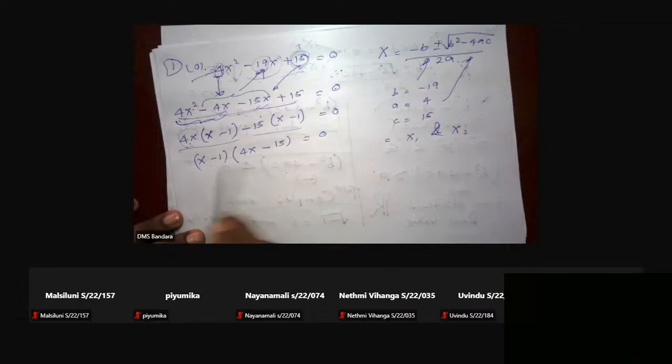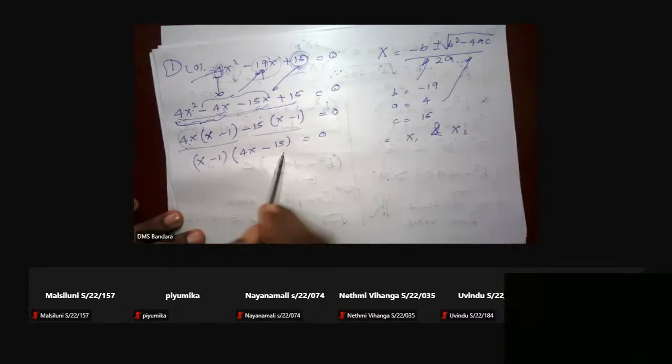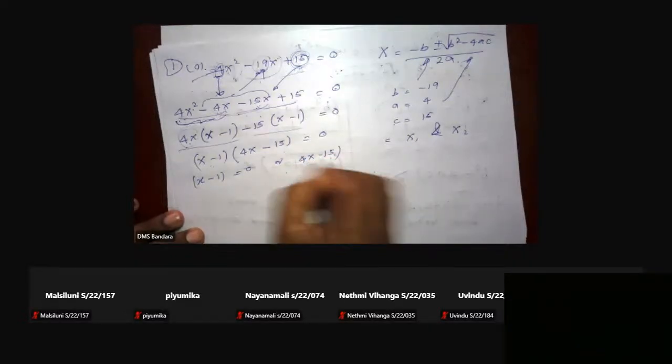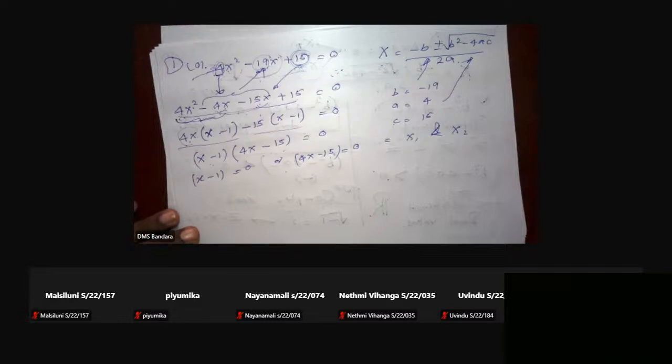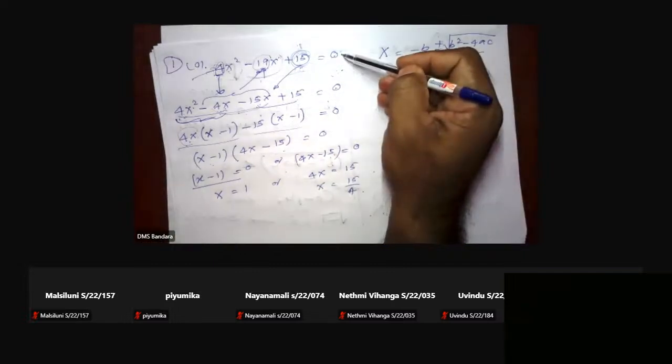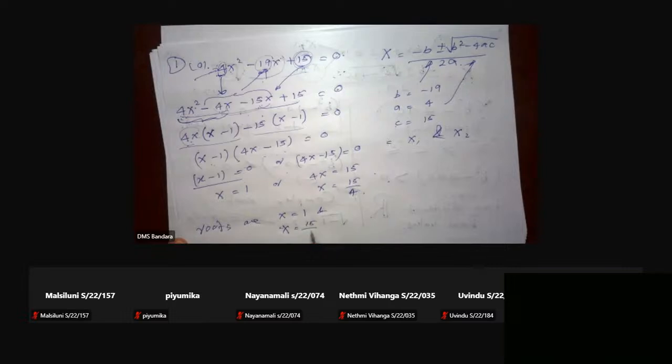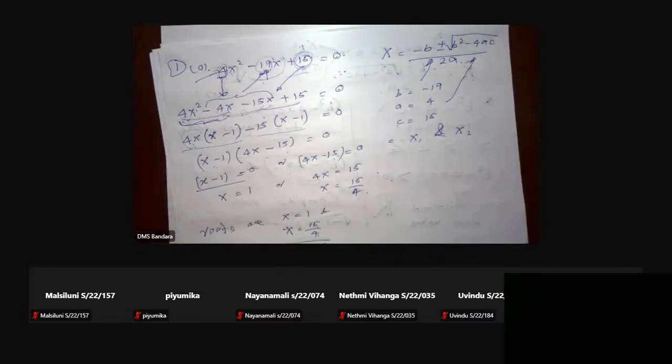The multiplication of two factors equals 0. Now we can say this part may be 0 or 4x minus 15 can be 0. Now we are at the end of the question, right? So we can say x equals 1 or 4x equals 15, so x equals 15 over 4. So this quadratic equation has two distinct real roots: x equals 1 and x equals 15 over 4. Both of these roots satisfy the equation, right?